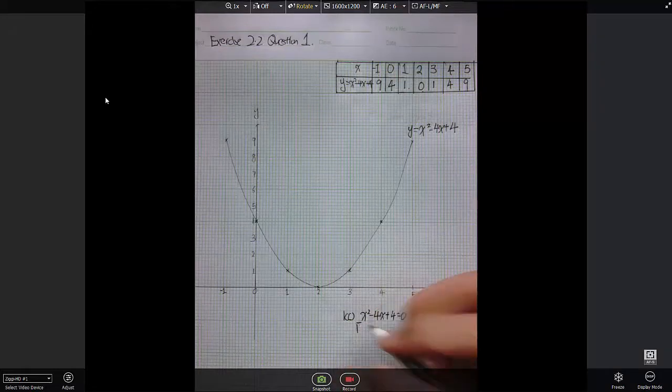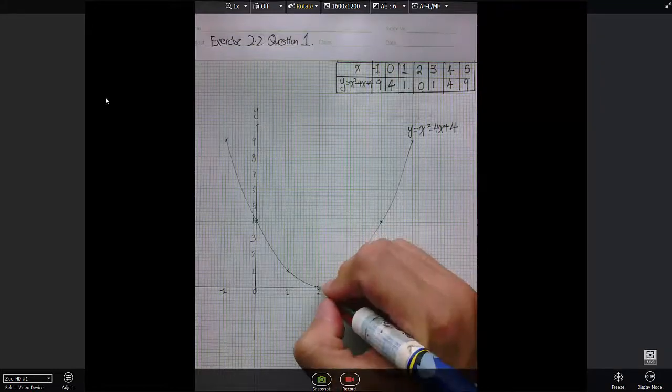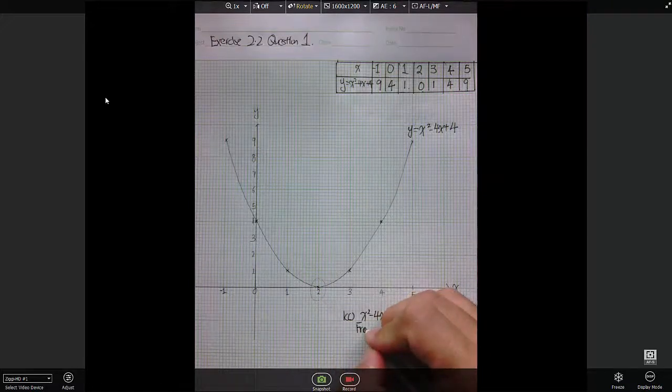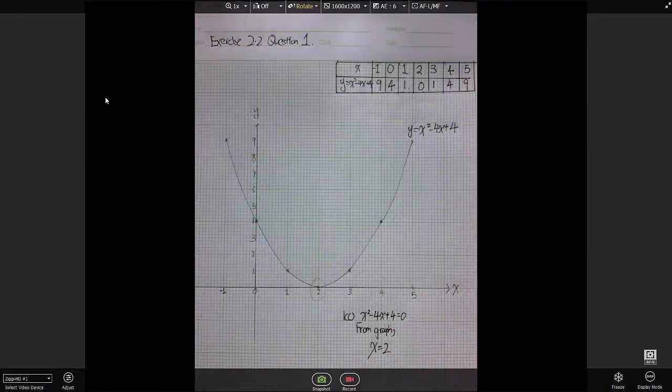Let me circle it for you. No need to circle in the examination, but I circle it now to show you what I'm doing. So from graph, the x value is equal to 2. Normally for quadratic equations, there should be 2 roots. In this case, there's only 1 root. This is known as a repeated root. That's why there's only one answer there.